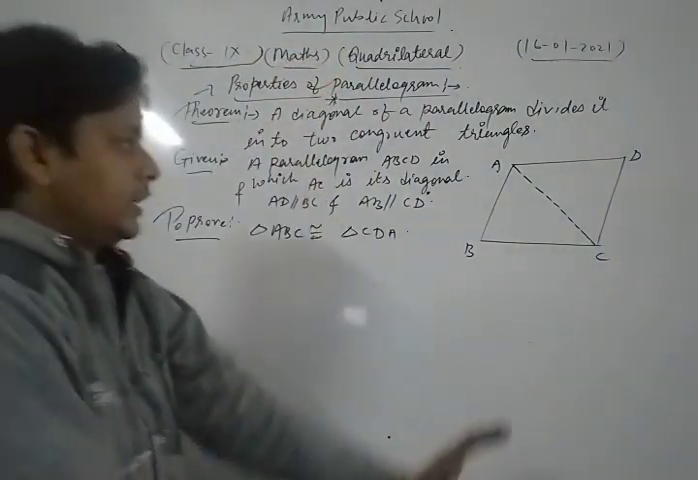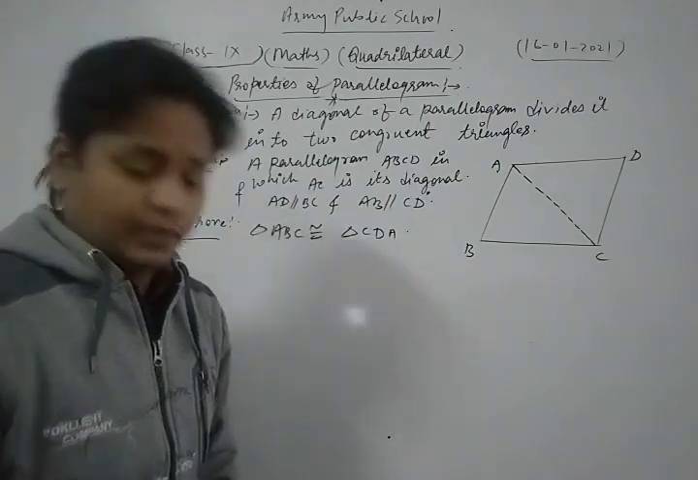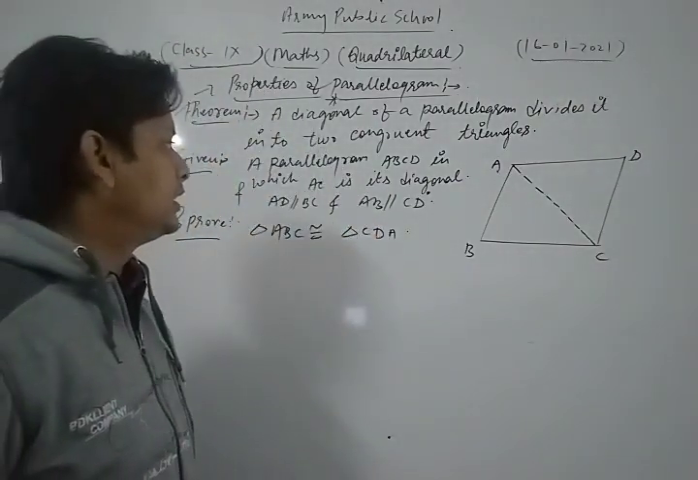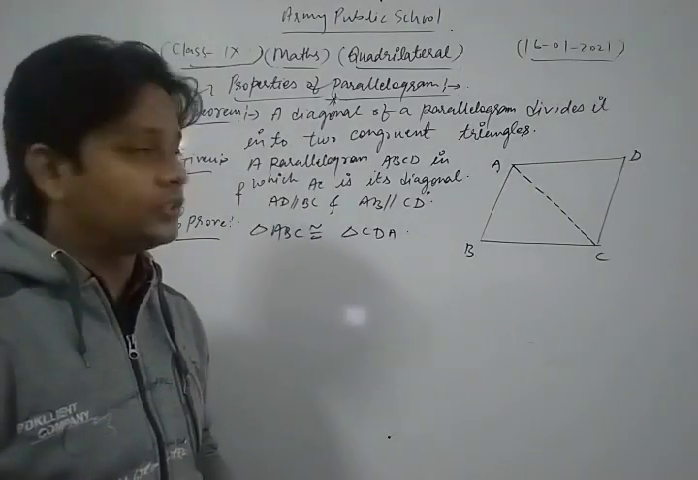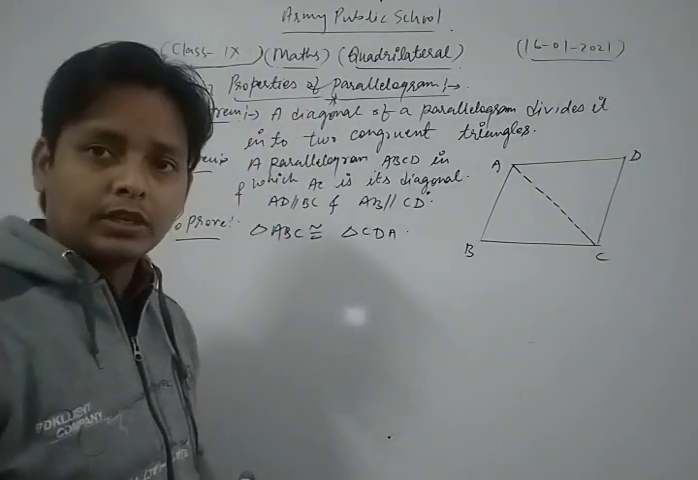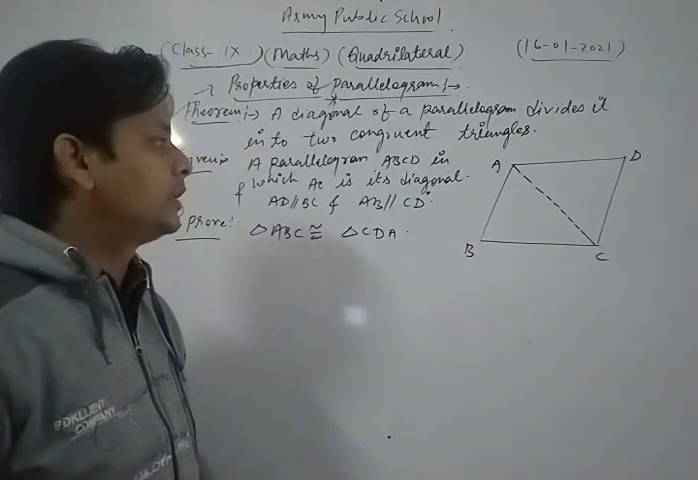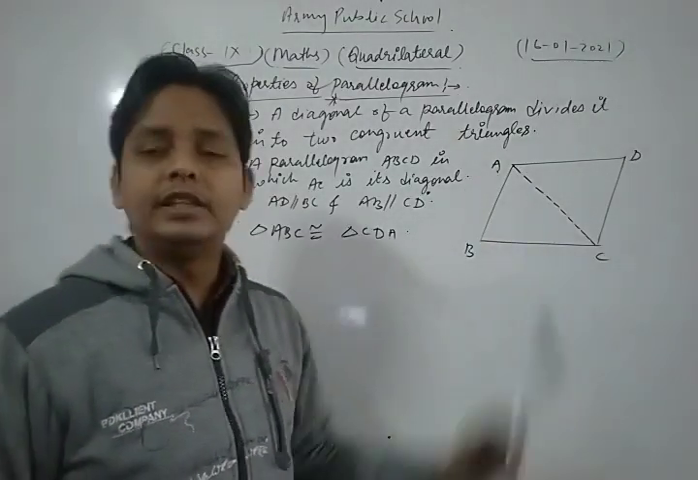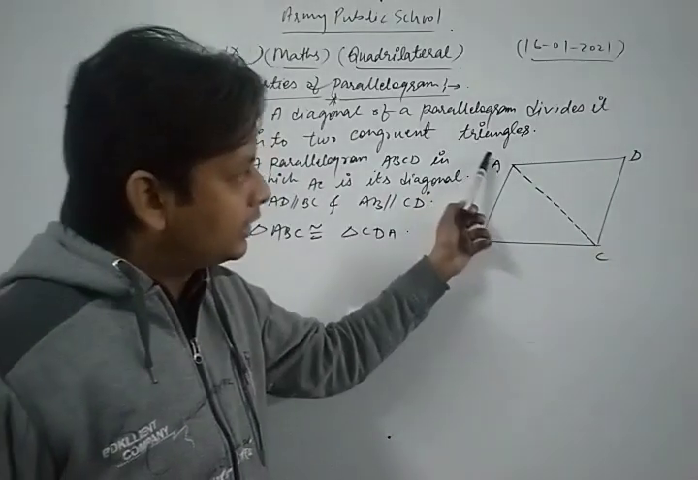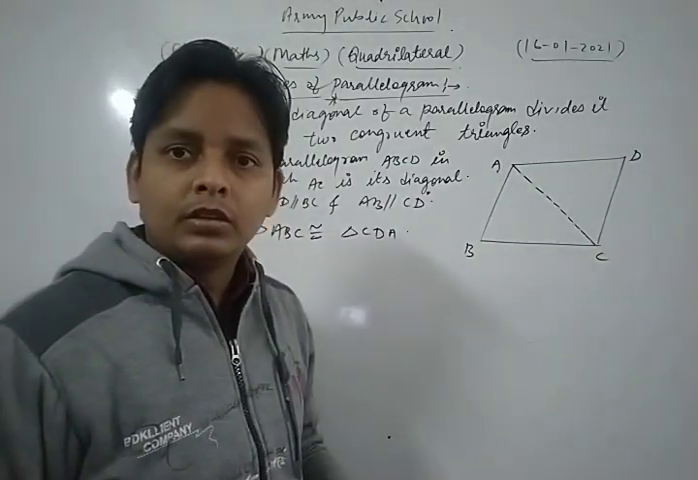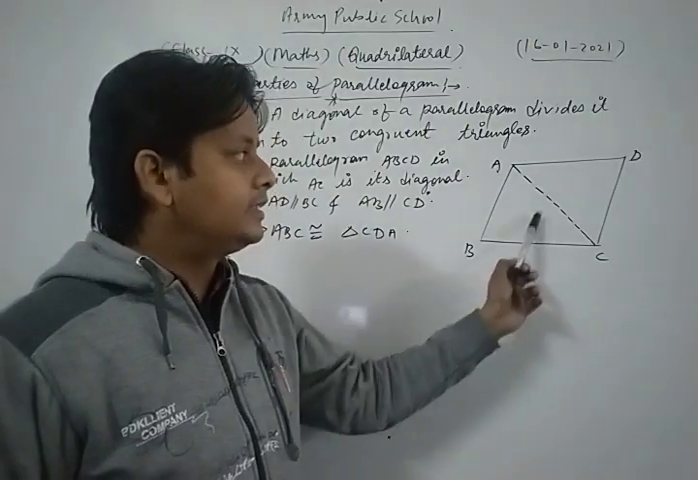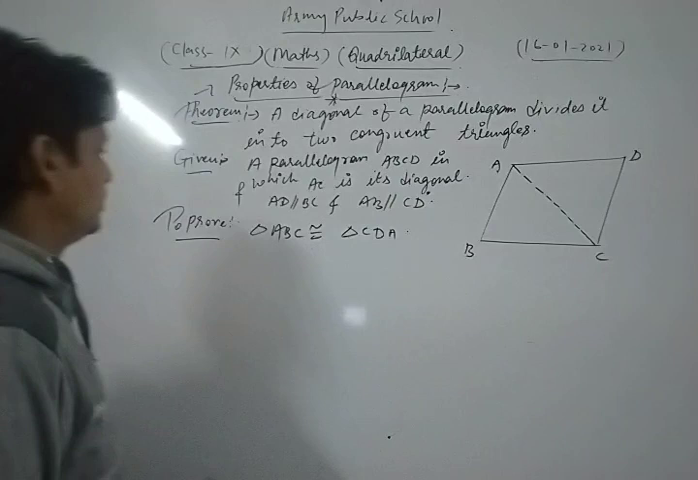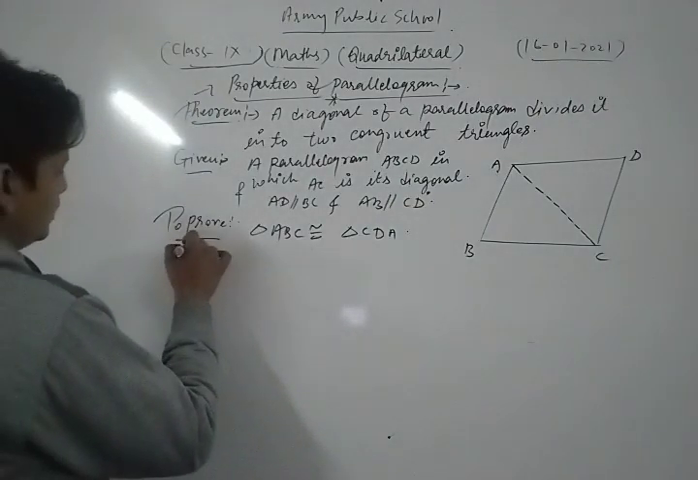So first of all, we write the given. In given we write these, friends: a parallelogram ABCD in which AC is its diagonal and its opposite sides are parallel to each other, that is, AD parallel to BC and AB parallel to CD. We have to show that the diagonal of the quadrilateral divides it into two congruent triangles. Okay, so let's see, and we have to do some construction.